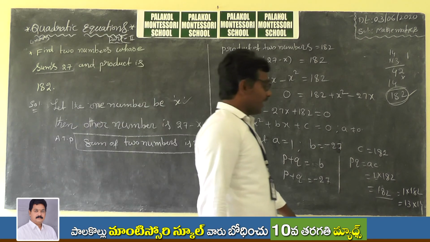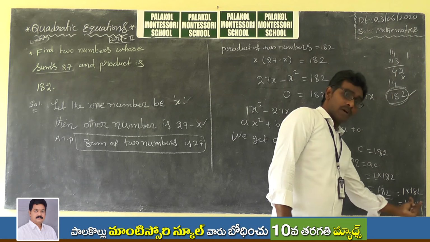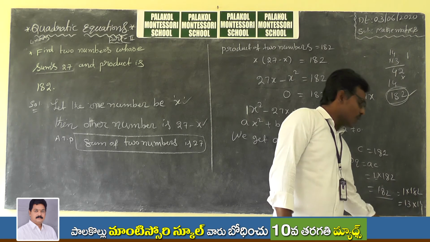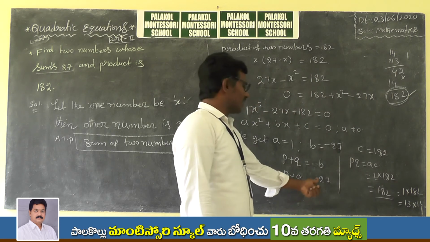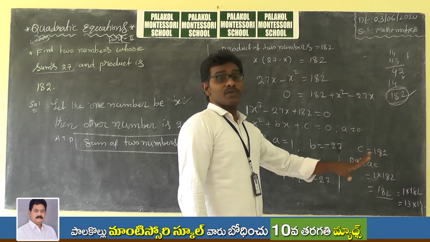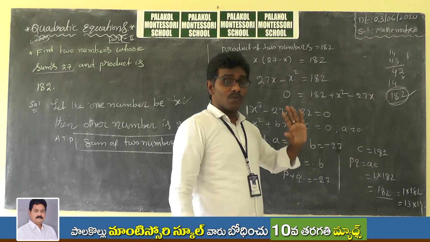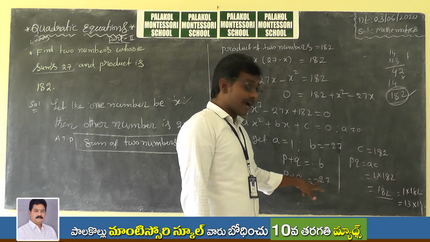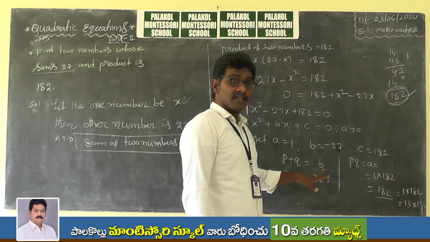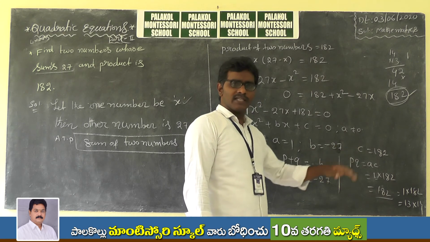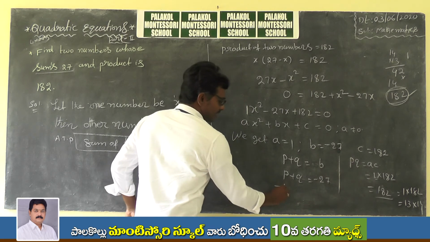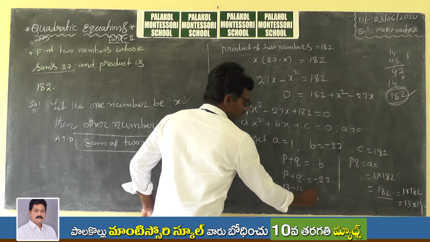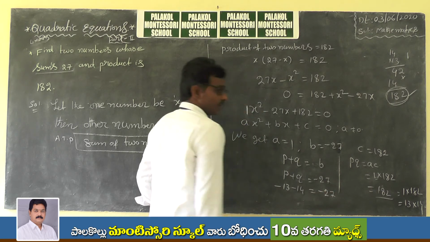As the factors P and Q, one is P, one is Q, guess it. Those two added should give 27, check it. 13 plus 14 is 27. Okay. But here the minus 27 is there, so for the two numbers you write the sign: minus 13 minus 14 is equal to minus 27.